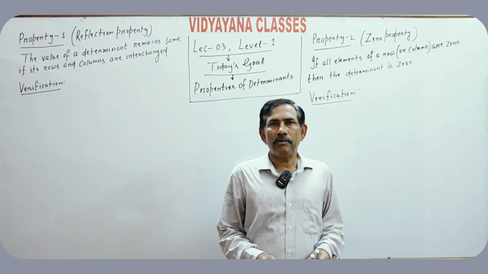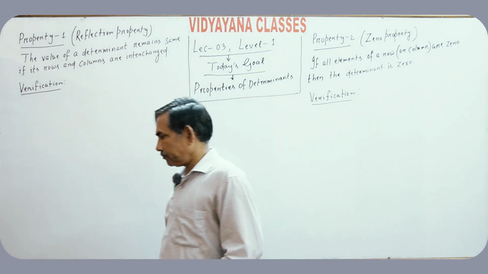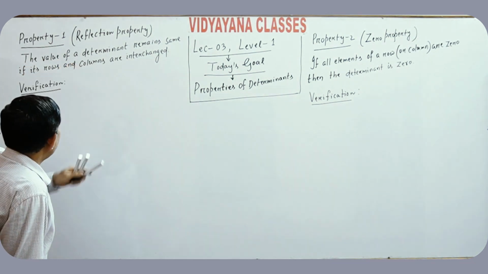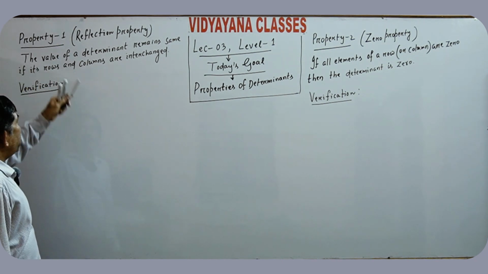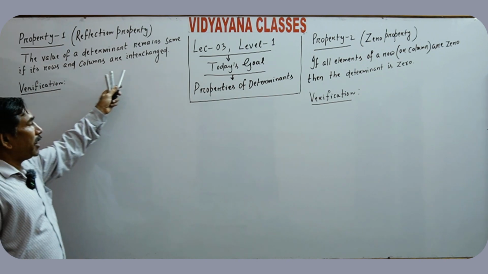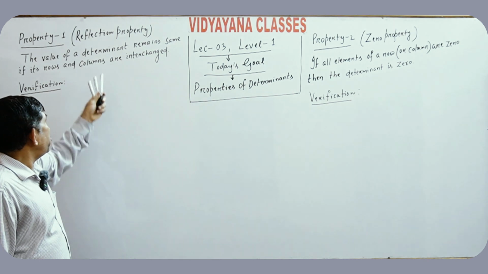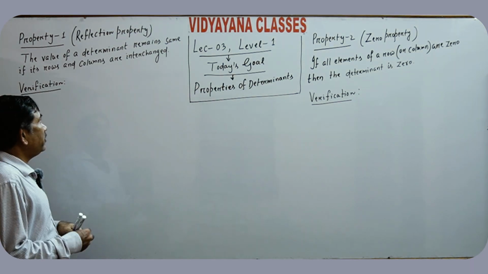Today we will discuss properties of determinants. First property is called the reflection property. It is defined as: the value of a determinant remains the same if its rows and columns are interchanged.